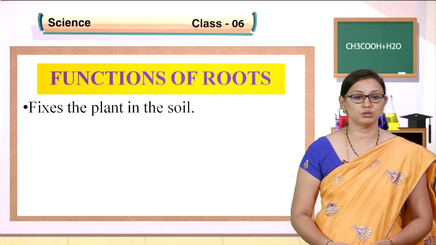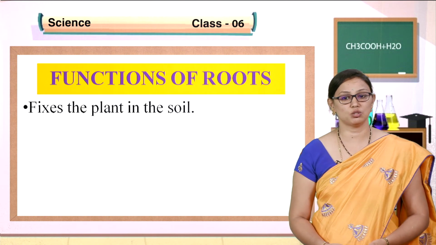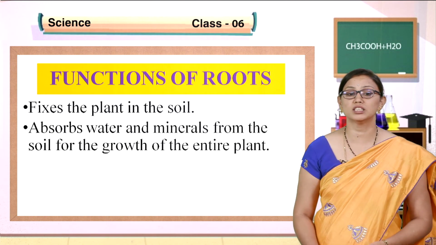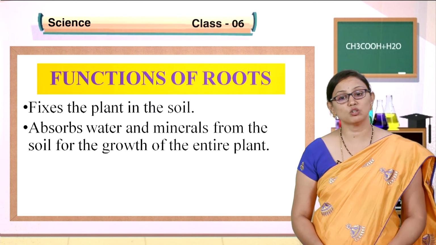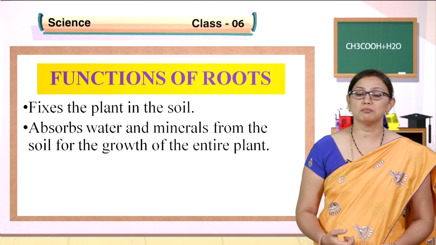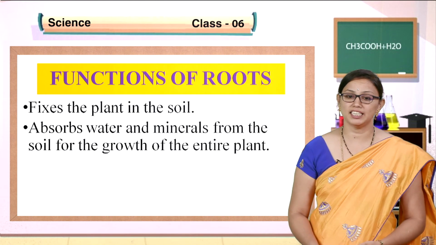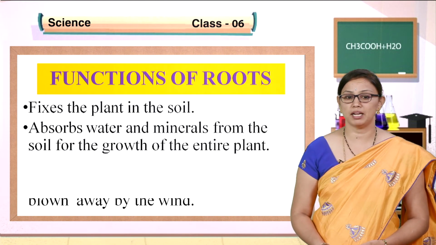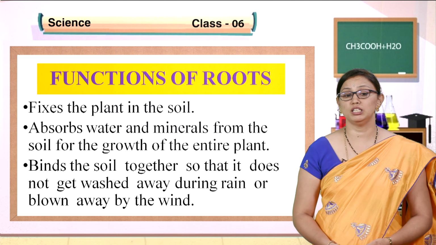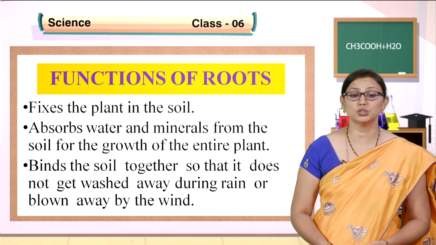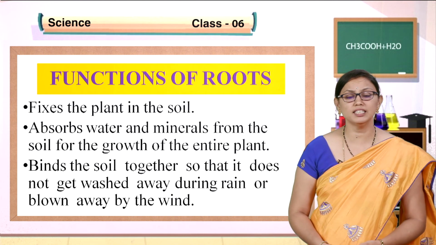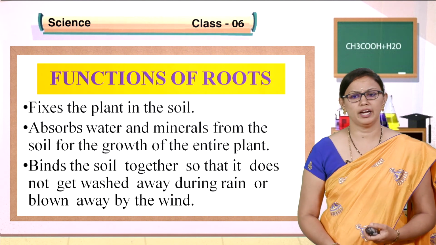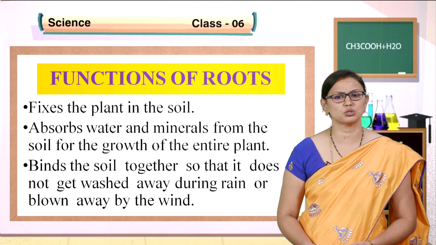Functions of root: it fixes the plant in soil and it absorbs water and minerals from the soil for the growth of the entire plant. The minerals that have been absorbed by the roots are sent to the parts of the plant. It also binds the soil together so that it does not get washed away during a rain or blown away by the winds, so you can say that it prevents soil erosion. So these are the major functions of root.